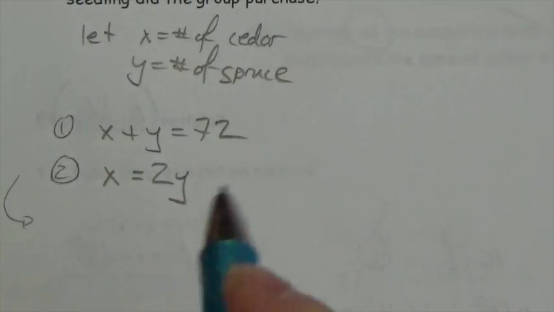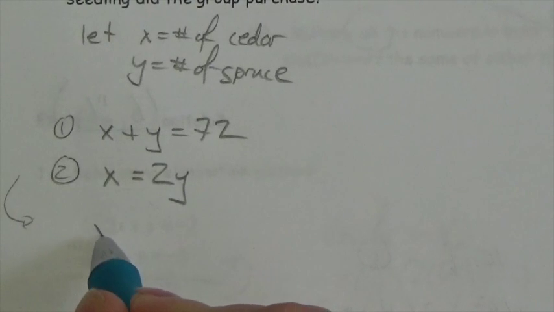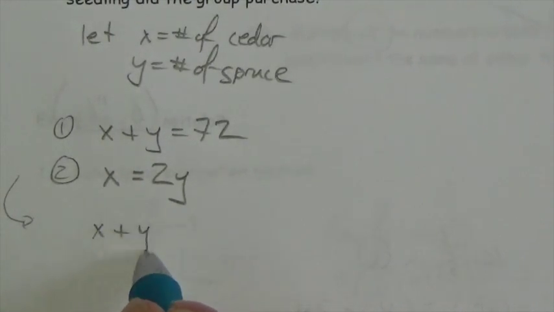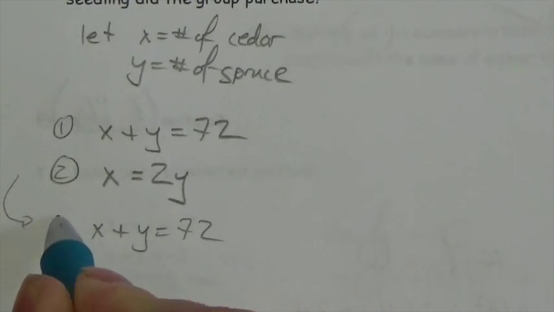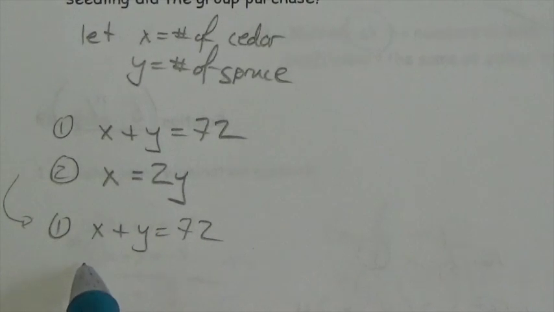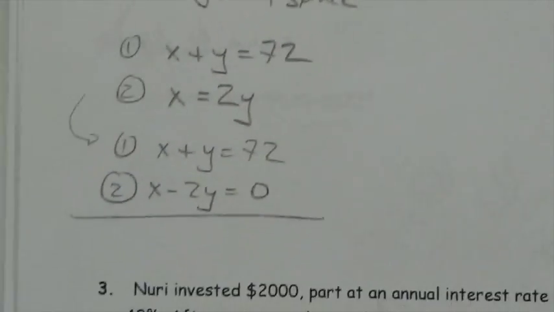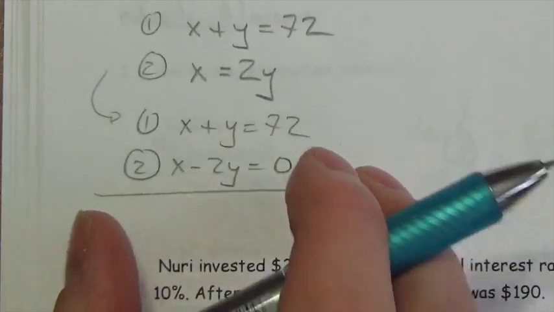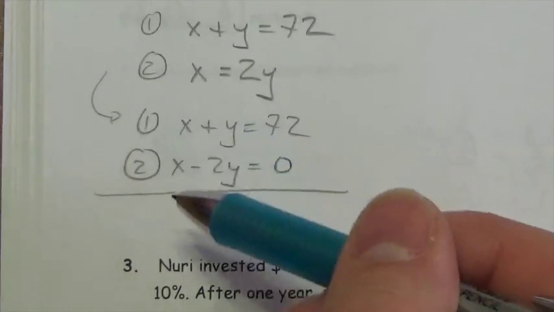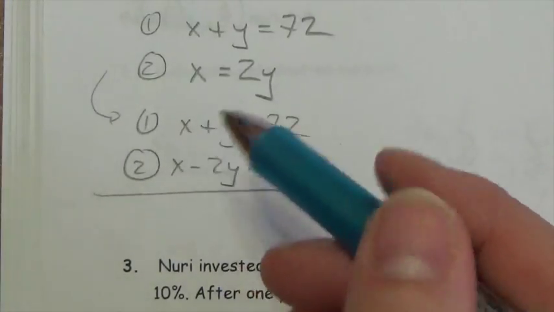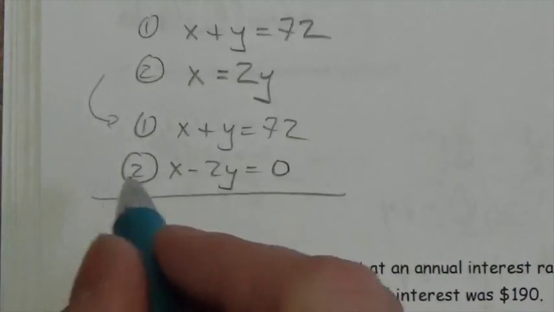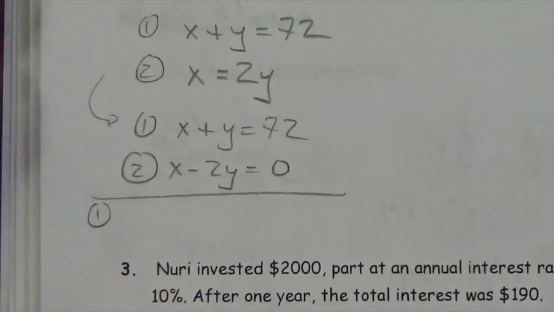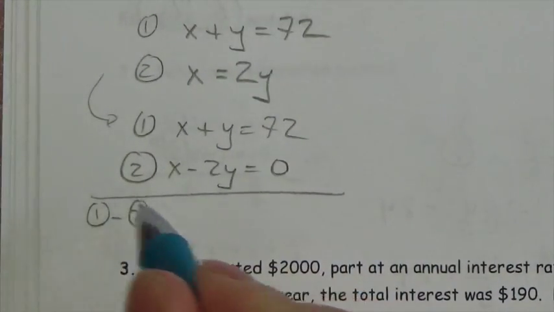I'm going to change this system very slightly to make equation 1 x plus y equals 72. I'm not going to do anything to that one. But I'm going to bring the 2y over here to get x minus 2y is equal to 0. And there's equation 2. Okay, so now I'm going to use elimination to solve the system, and I am going to eliminate the x variable because it's set up wonderfully for that. So to do that, I will take equation 1 and subtract equation 2 from it.